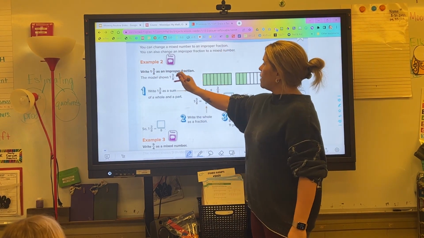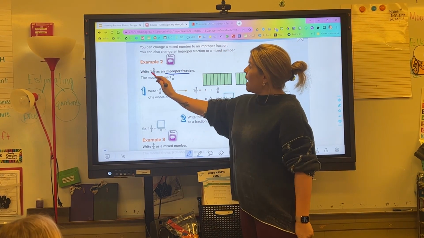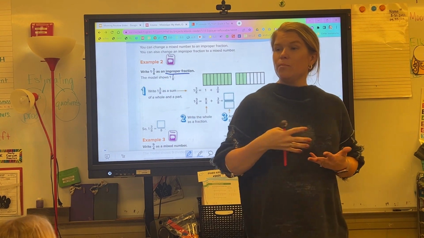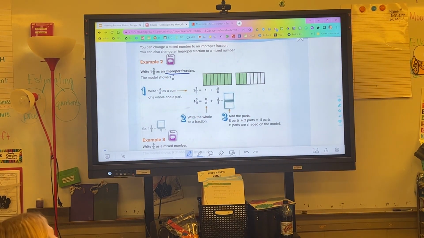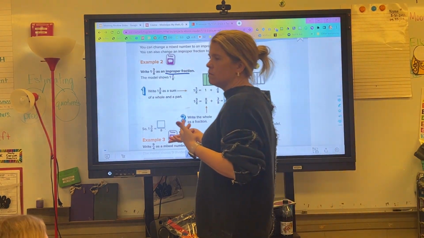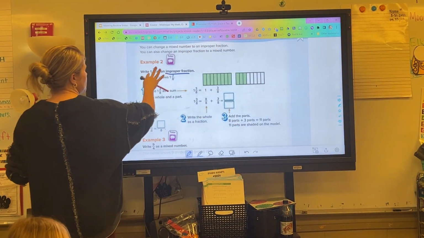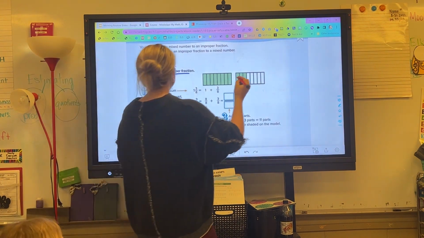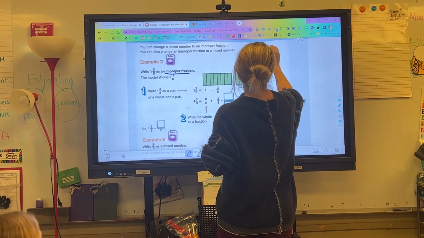Write 1 3/8 as a what? Improper fraction. I have my whole already. Whenever I get an improper fraction, what am I going to see? What should it look like? It should be big numbers on top. I should have the big head. Should I have a whole number? No. I already have a whole number right here. So, what I want you to do is I want you to come out here and write this a little larger.